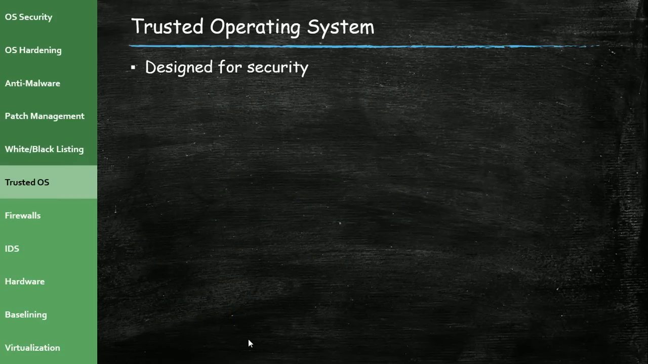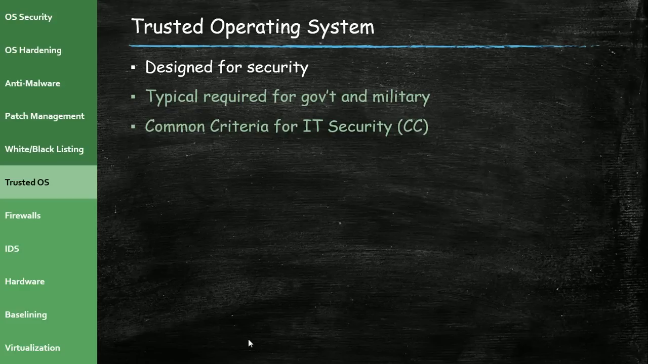The concept of a trusted operating system is basically an operating system that's designed for security. So instead of building an operating system and hardening it, you're basically getting an operating system that's almost already hardened. It's already been vetted as being a secure operating system. It's typically required for government and military, and they use something called Common Criteria for IT security. It's been adopted by most major countries. So if you're doing any work with the military or DoD or anything like that, you probably have to use trusted operating systems. There are versions of both Linux and Windows that meet that criteria.